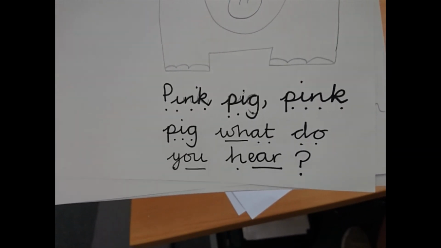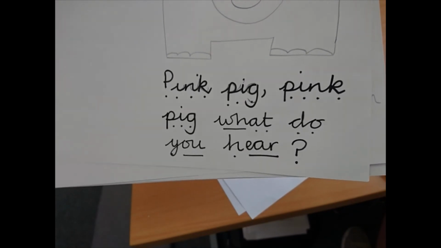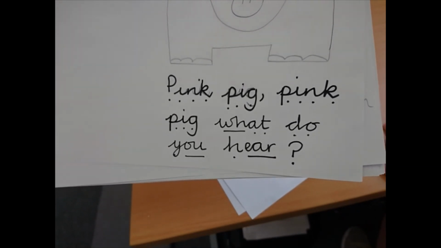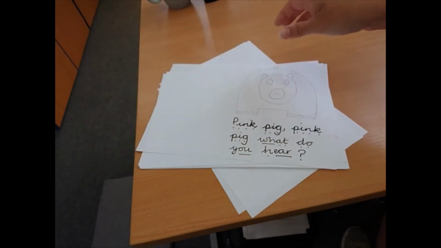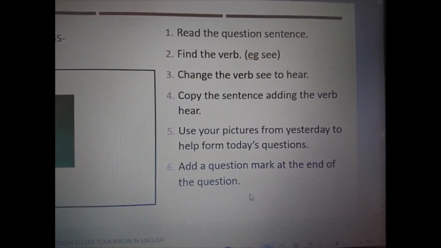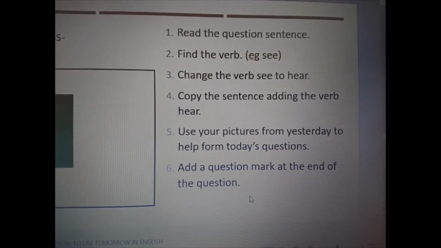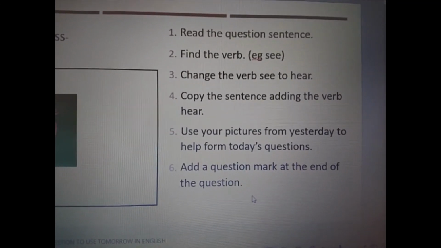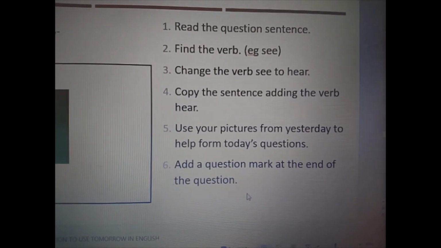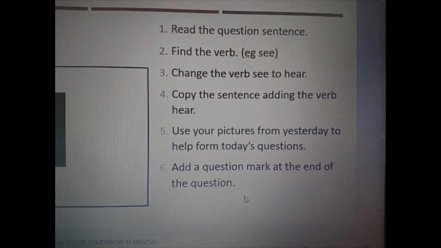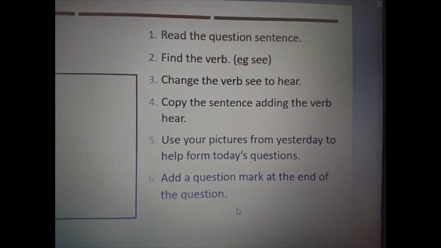Now your next job to do is you're going to then have a go at looking at your pictures from yesterday, and you're going to continue just writing the question parts of your storybook. Okay, so let's have a look at those steps of success, and then we can talk through to make sure that you're ready to do your activity. So here's our steps of success. First of all, you had to read the question sentence, and remember you've got the link to the Brown Bear story online. You're going to find the verb just like we did, which was see, and we're going to change that verb to hear. Copy the sentence, adding the verb here. Use your pictures from yesterday to help form today's questions, and that's what we've just been doing now, haven't we, with the pink pig one. And then you're going to add a question mark at the end.